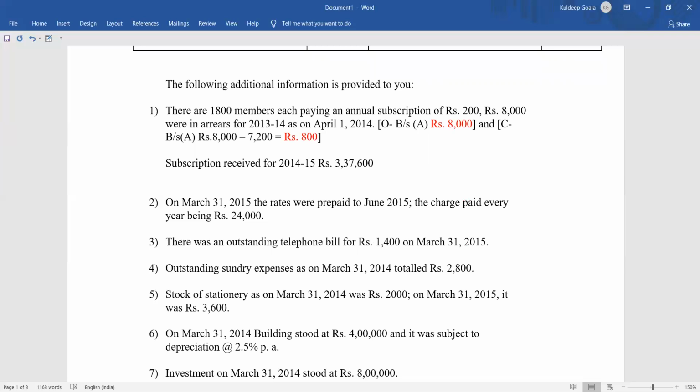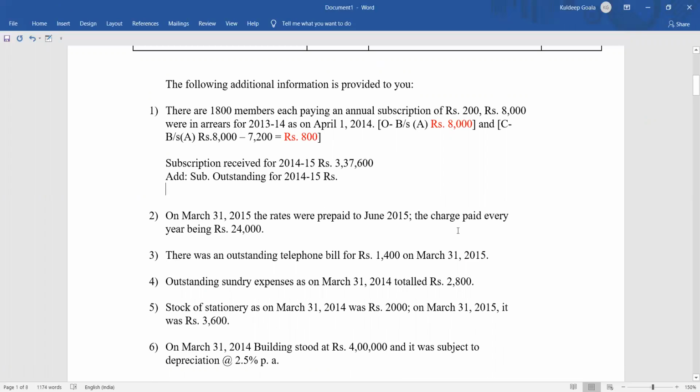Okay, now let's find out what the outstanding item is. Add will be the outstanding, right? Let's add subscription outstanding for 2014-15. Let's see what the subscription outstanding for 2014-15 is. I'm just showing you what the total amount will be. Sorry, 1,800 members were there.